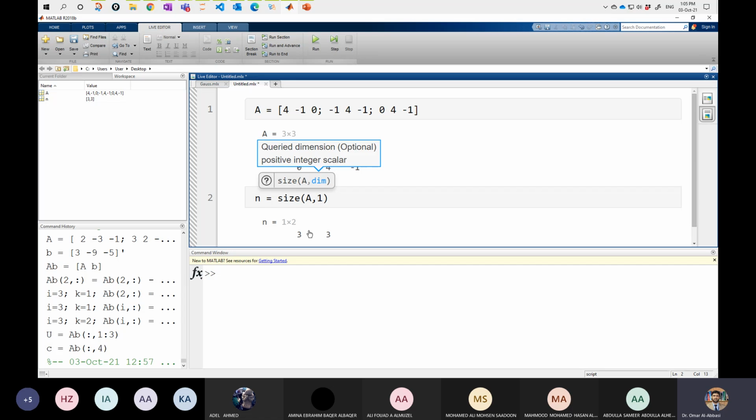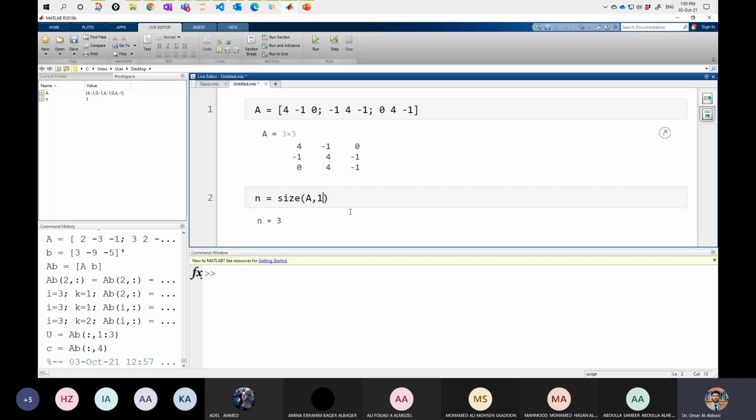What does that mean? Take the first dimension, which is number of rows. And if I say 2, what does that mean? Takes the second index, the number of columns. It does not matter in this case. Rows and columns are the same because it's a square matrix. Okay. That is N. Next, what shall I do?